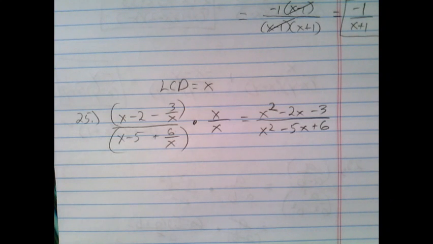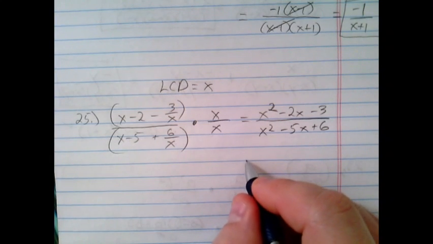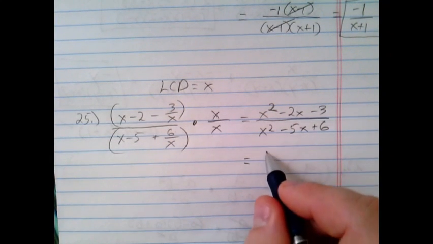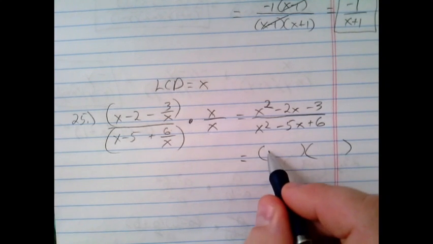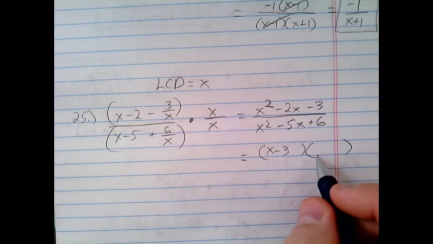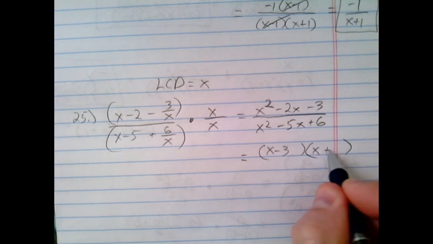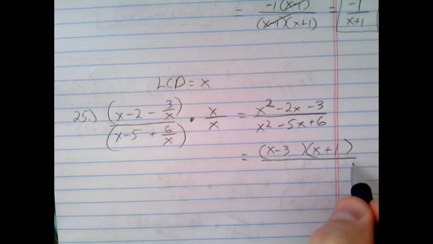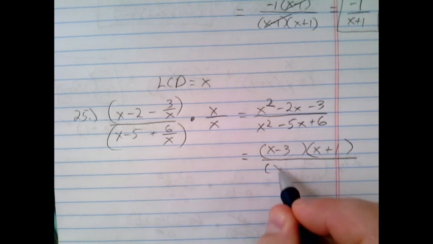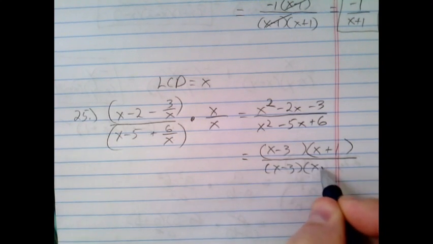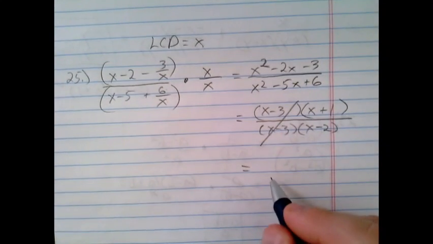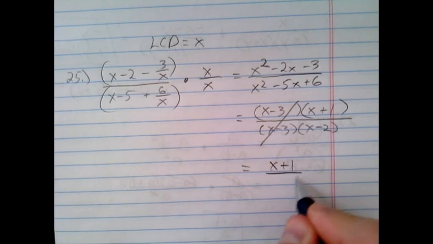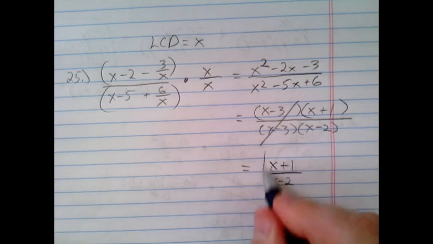So again, before I quit, I want to look for opportunities to simplify this fraction. Okay, the top and bottom are both trinomials, so I might be able to break those into binomials. It looks like on the top I could go with x minus 3 and x plus 1. On the bottom it looks like I could go with x minus 3 and x minus 2. So I could cancel out those x minus 3's, and my final answer will be x plus 1 over x minus 2.